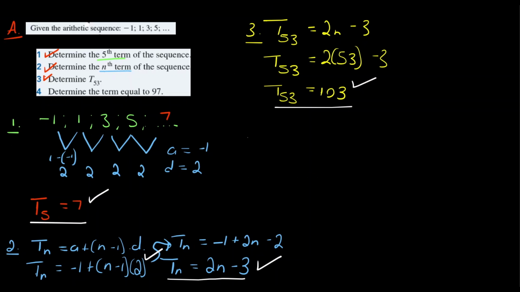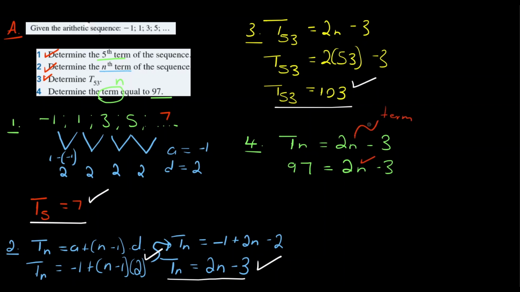Question number 4 is asking us to determine the term, and the keyword is term here. Term is nothing more than n, really, the term that's equal to 97, right? Means that from our general term, we have Tn is equal to 2n minus 3, but they're asking us for a term that's equal to 97. So really we just substitute 97 as Tn, and 2n minus 3, and really what we're looking for is our n, because n represents term.